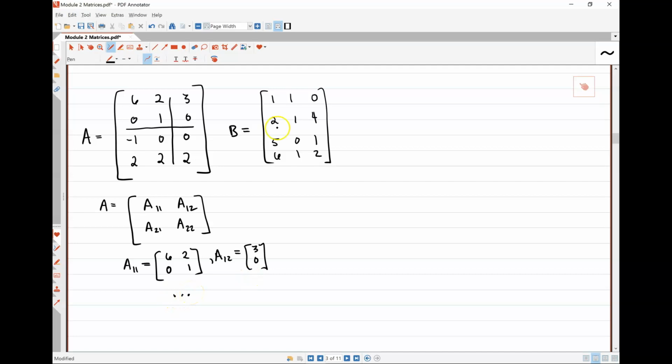And I could block B up as well. If I choose to do it like this, then I would have 2 blocks, each of the same size. Or I could do it exactly the same way that I've done A. So I'd have 4 blocks that have these corresponding sizes.